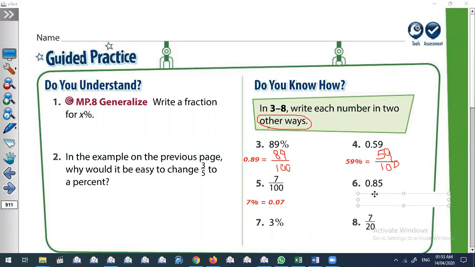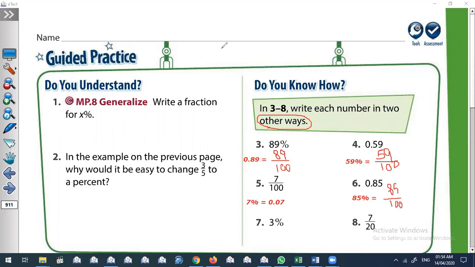Here, this number is 0.85. It's a decimal. How do we convert it into percent? I already have two digits, so it will be like that. Write 85 with only the percent sign. What about the fraction? The fraction of 85% is like that. Write 85 up and down 100.